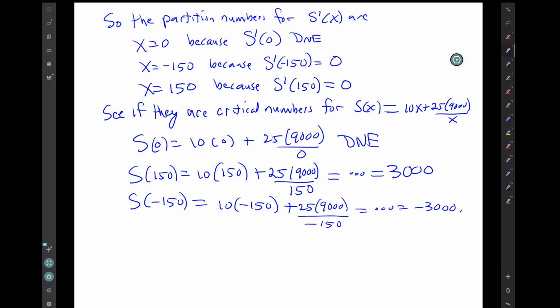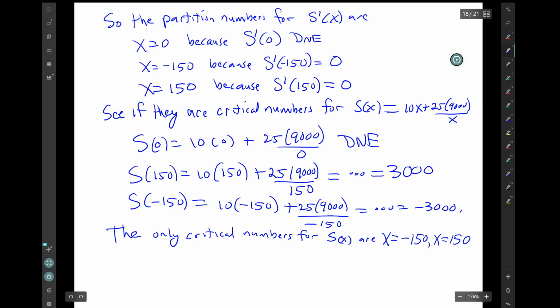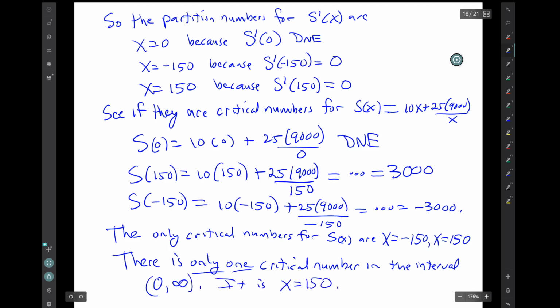So we see that s(0) does not exist, whereas s(150) does exist, and s(-150) exists. So the only critical numbers for s of x are x equals -150 and x equals 150. And in our interval from 0 to infinity, there's only one critical number, x equals 150. So we've got this interval where we're supposed to be finding the value of x that minimizes s, and there's only one critical number on that interval.